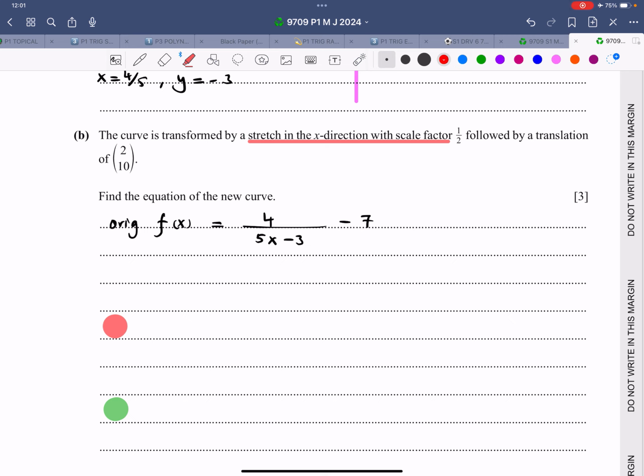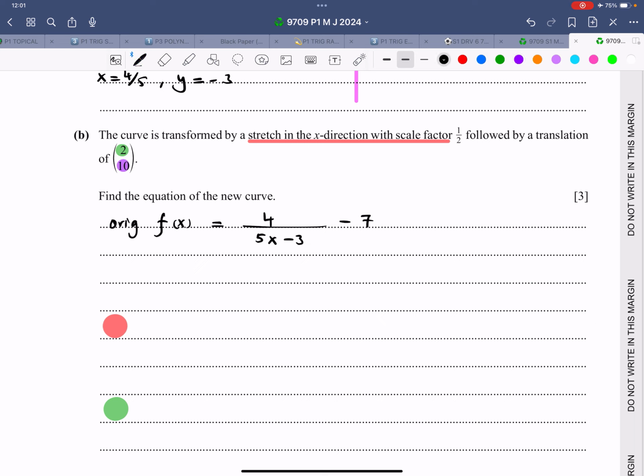Followed by a translation, and there are two translations. They can be done in any order. The first one is along the x-axis, and the second one, I think I've used purple color. The second one is along the y-axis. Now there are three things that needs to be done. First of all, let me write out each and everything.